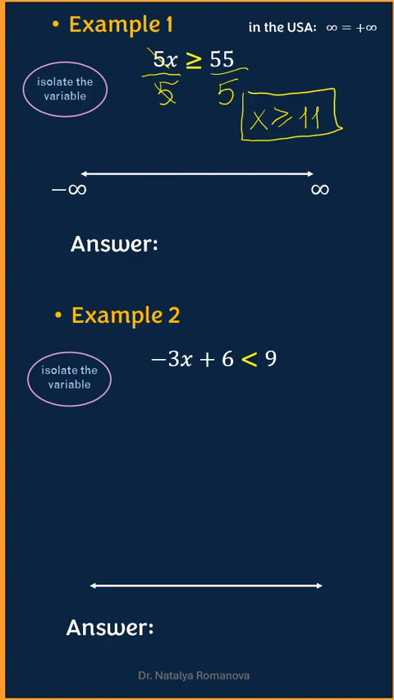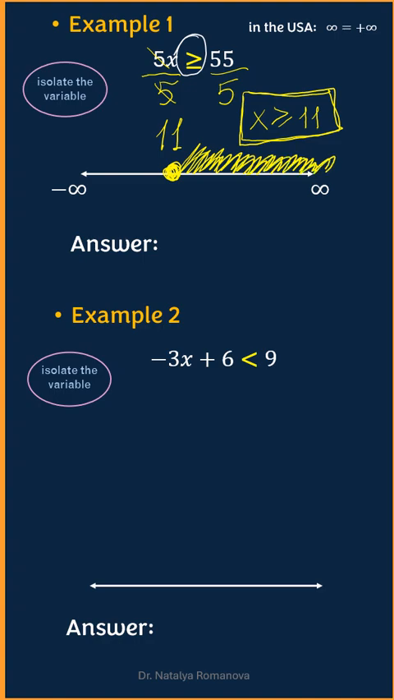Now we focus on the sign of the given inequality, greater than or equals. So we must use a full dot at 11. Now x greater than or equals 11, so it is the right side of the number 11. This is the graph of our inequality.